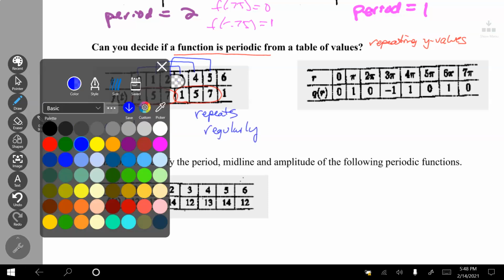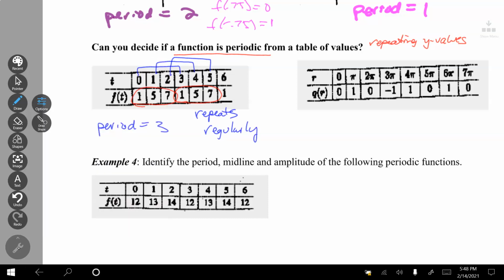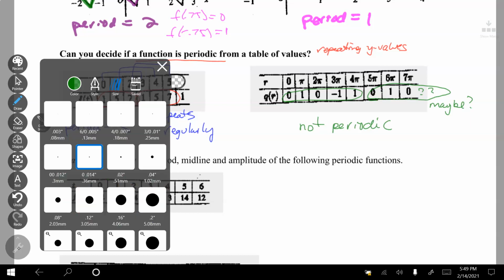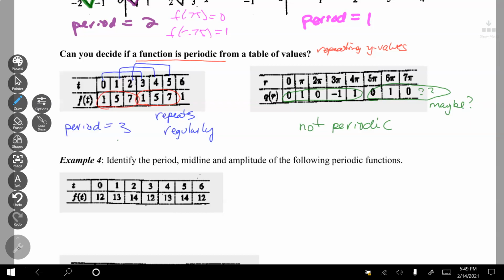And over here I see 0, 1, 0, negative 1, 1, and then it goes 0, 1, and I'm unsure what it does here. Maybe it repeats, maybe it doesn't repeat. So I'm going to say it's not periodic if I can't see that it's actually repeating. I'm unsure.